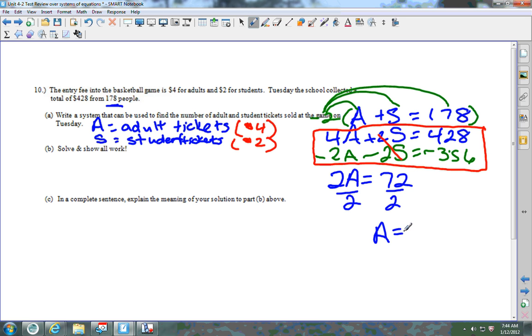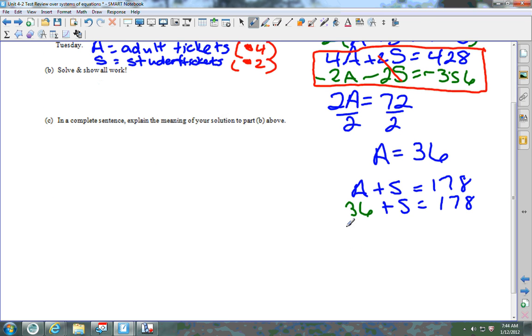The adults equal 36. Now the other equation is the adults plus the students equals 178. So I have 36 plus the students equals 178. So when we subtract 36 from each side, my students equals 142.